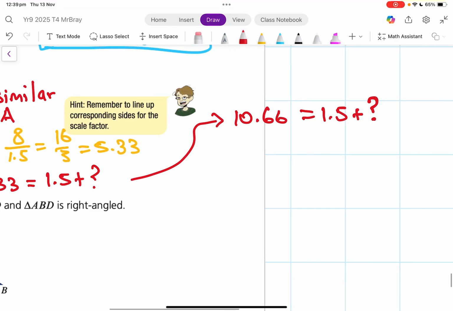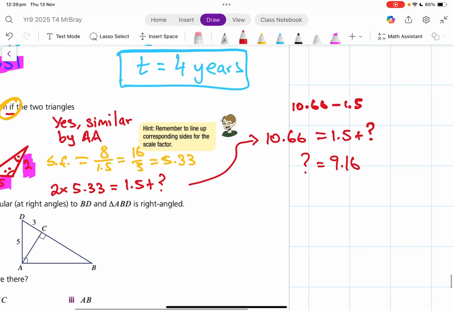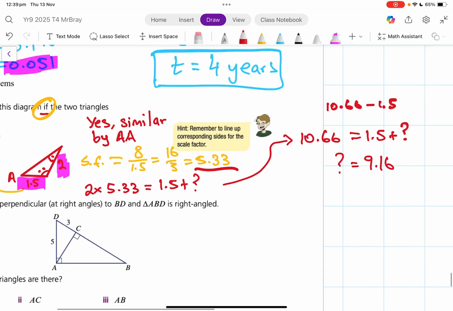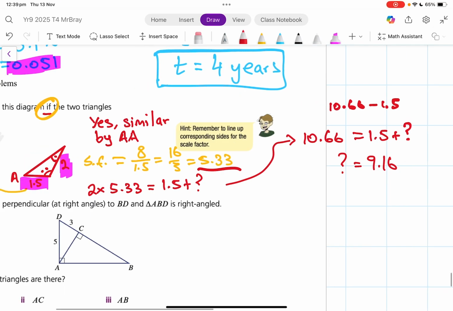And so we then have that 1.5 plus an unknown number gives me 10.66. So essentially what I need to do is take 1.5 off of 10.66. And you can see that gives me 9.16. Okay, and so I have rounded partway through this question, so this is only approximate, but that would be the length of the unknown side. It would be the length of AB.